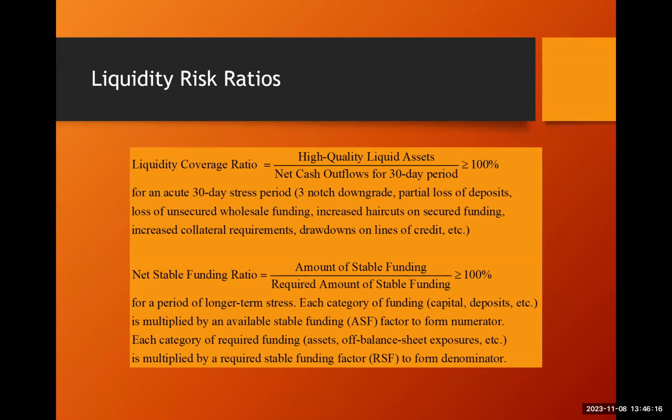For the net stable funding ratio, you want to look at the amount of stable funding you need, and compare that to the amount of stable funding that you have. And those factors are found by applying particular either the amount of stable funding factor or the required amount of stable funding factor.